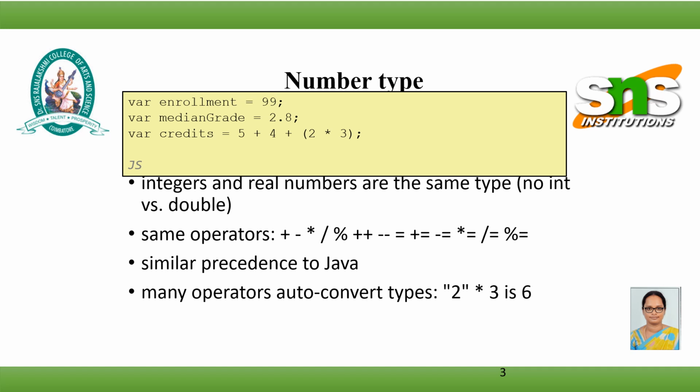Number type: here we are using integers and real numbers, and operators like plus, minus, star, division, equals, and the precedence we have used in Java. Like that we can also use it in JavaScript. Many operators can auto convert type, so we can automatically convert the type of operands here.